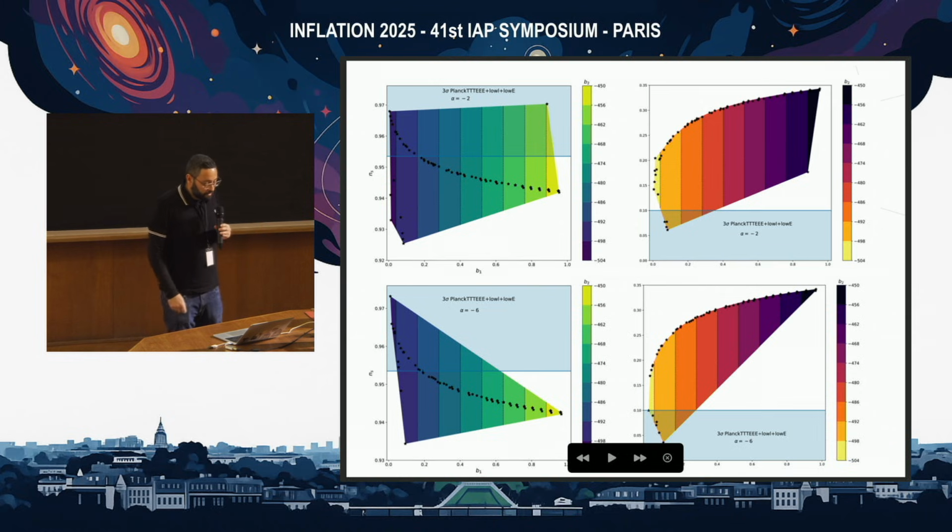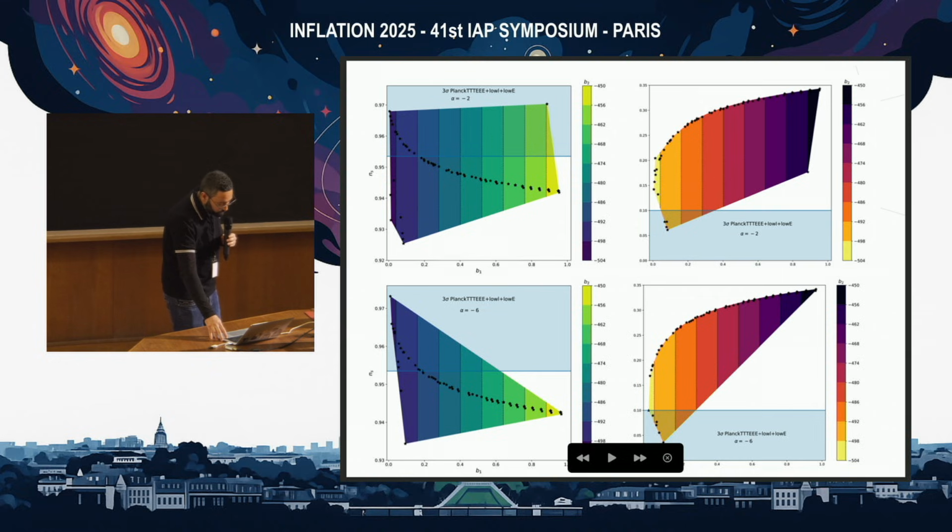These parameters here were the spectral index and the tensor to scalar ratio. The colored regions there are the valid values of our free parameters, and these rectangular, transparent regions are the constraints imposed by Planck. So you can see that we can have some interesting scenarios where the models are valid.